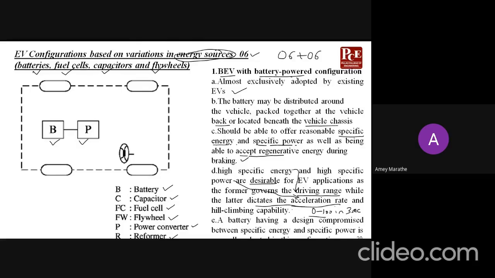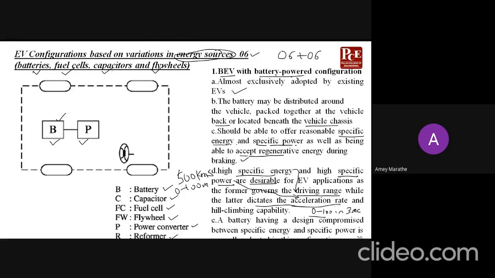And when they are talking about range, you see all the EVs, they will always speak about range. So Hyundai Kona, say for example, talks about a range of 500 kilometers, right? And it talks about 0 to 100 in some time. So basically what they are talking about is high specific energy and high specific power. And who gives this high specific energy and high specific power? It is given by the energy source. So it can be a battery, a fuel cell, a capacitor or a flywheel.